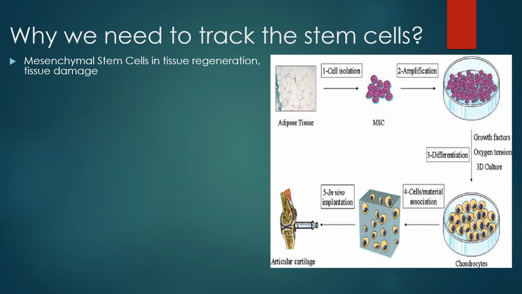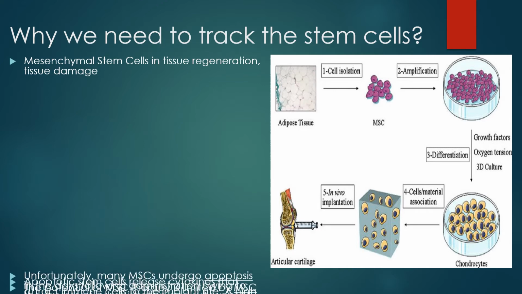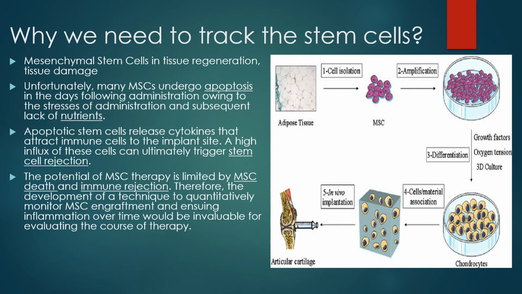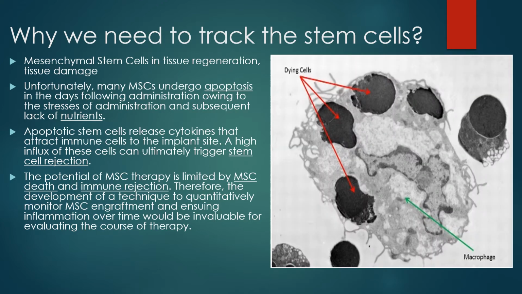Suppose a person has pain in the knee because of articular cartilage damage. When we inject MSC cells into the knee, it results in improvement of the articular cartilage damage. But unfortunately, sometimes these MSC cells undergo apoptosis, maybe because of lack of nutrients. This apoptosis could attract immune cells like macrophages to the implant site, resulting in stem cell rejection.